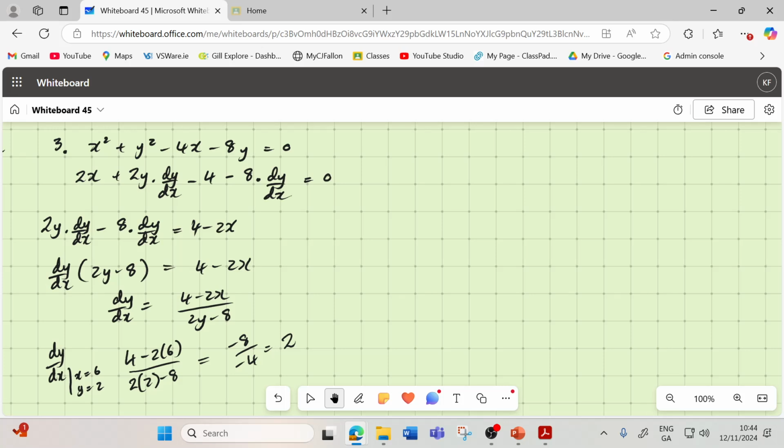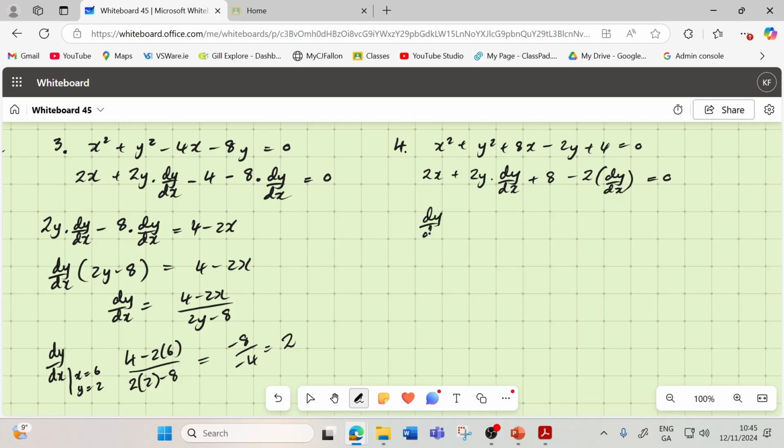When you've got implicit differentiation, let's take the first one. It's x squared plus y squared plus 4x minus 2y plus c equals 0. So you differentiate: 2x plus 2y dy/dx plus 4 minus 2 dy/dx equals 0.